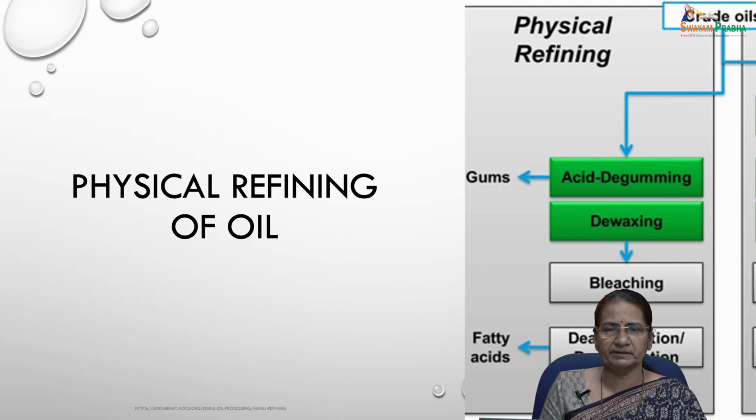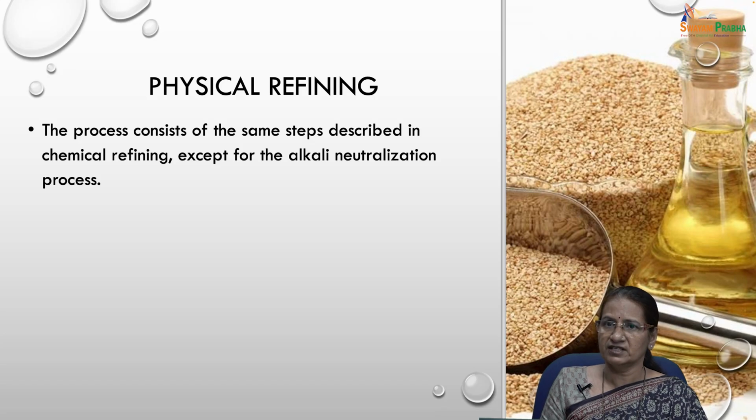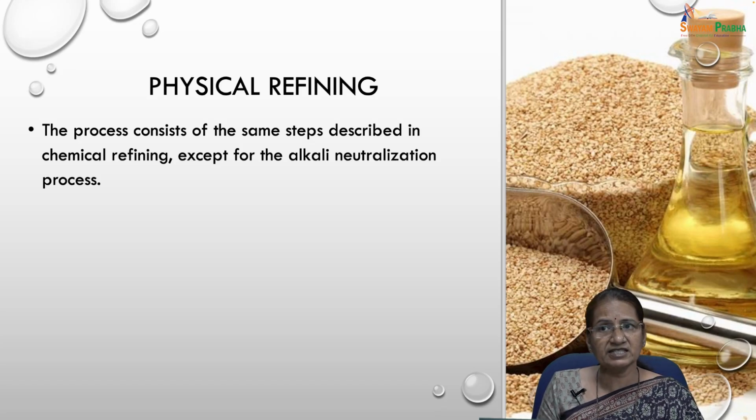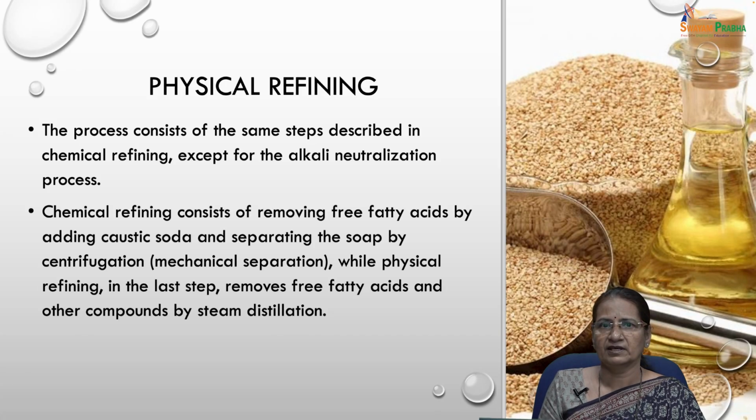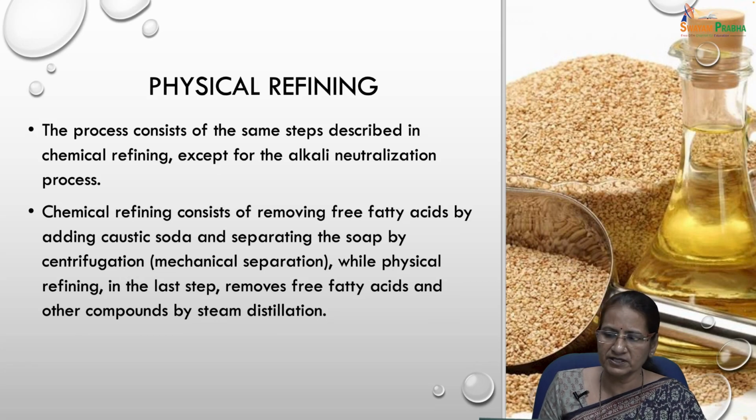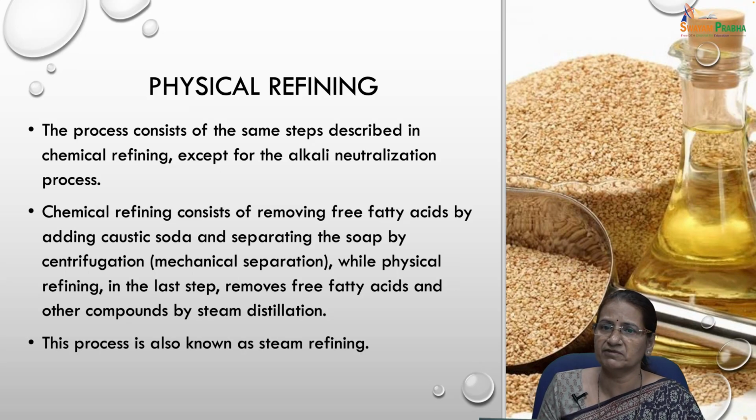Now, physical refining. The process consists of the same steps described in chemical refining except for the alkali neutralization process. Chemical refining consists of removing free fatty acids by adding caustic soda and separating the soap by centrifugation, while physical refining in the last step removes free fatty acids and other compounds by steam distillation. This process is also known as steam refining.